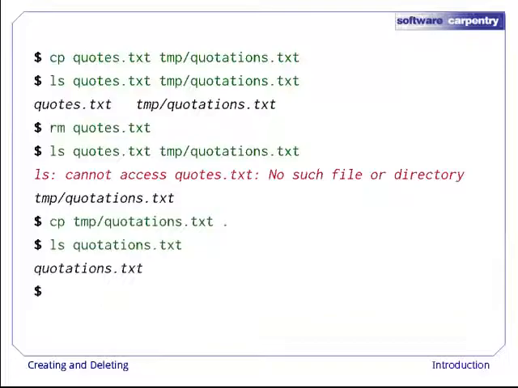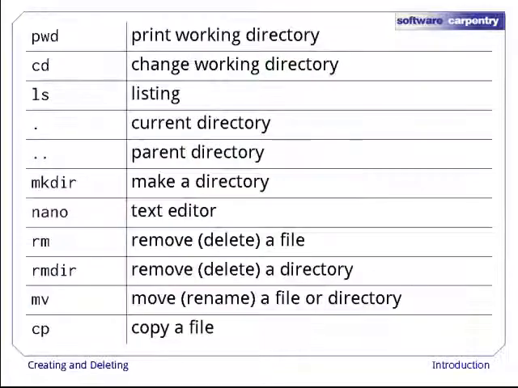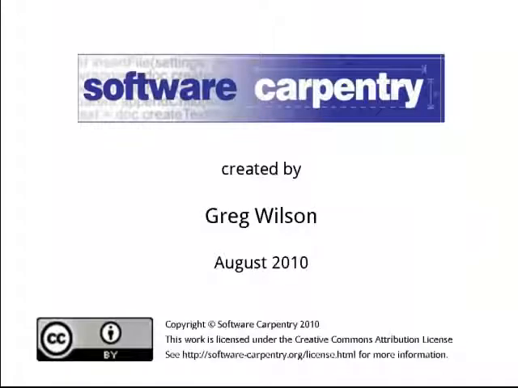Let's make one more copy. This time, though, we don't specify the destination file name, just a directory, so the copy will keep the original's file name. To summarize, here are the commands we've seen so far, along with the two special directory names. In the next episode, we'll see how to operate on text files using pipes and filters.